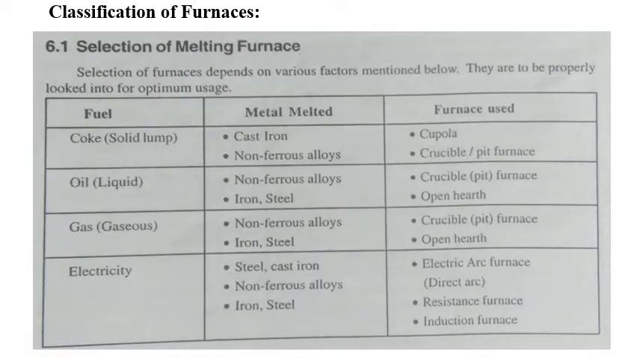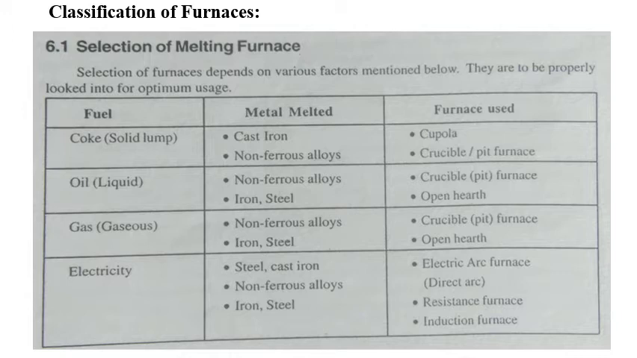Next, classification of furnaces, the different types of furnace. For the selection of the melting furnace there are three important categories: the type of fuel used, the metal, and the methods and types of furnace used. Suppose the fuel used is coke or lumps, it is called a solid fuel. The material is cast iron and non-ferrous alloys.